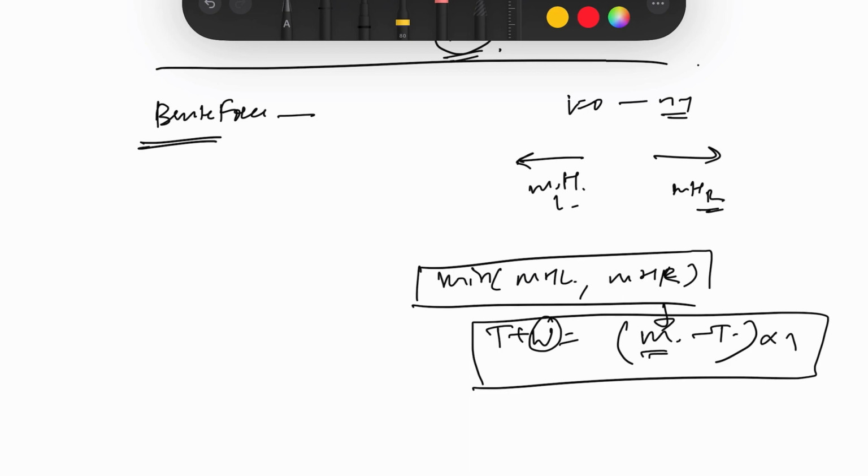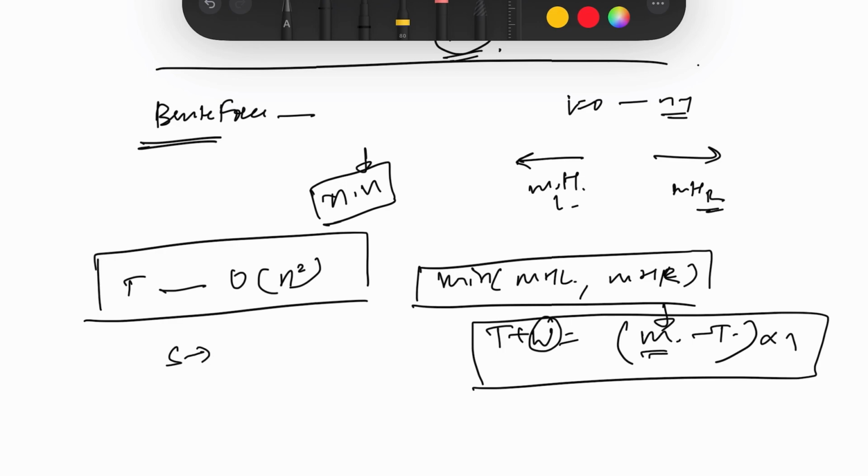But here, what are the time complexity and space complexity? Time complexity we have already discussed: for every element we are searching n more elements to know the maximum height on both sides. So the time complexity is going to be order of n square.